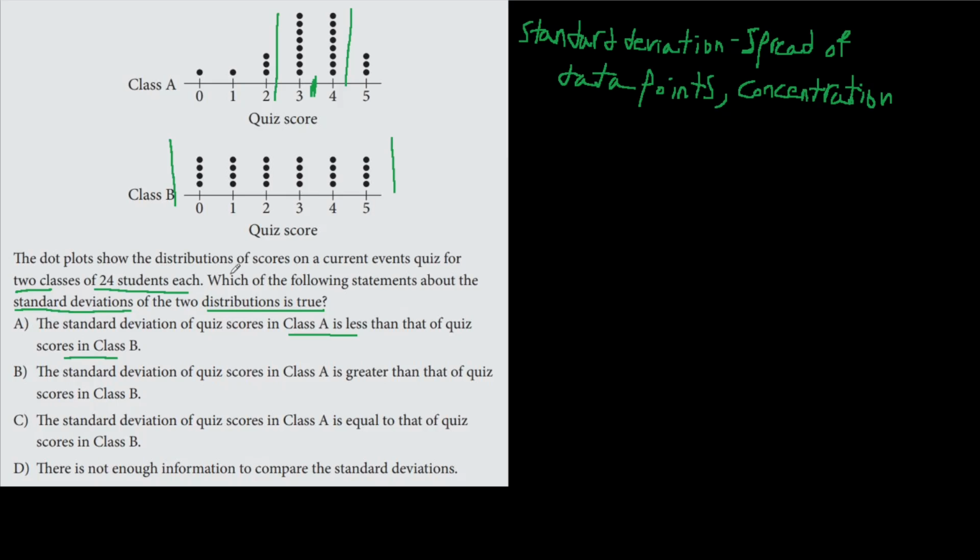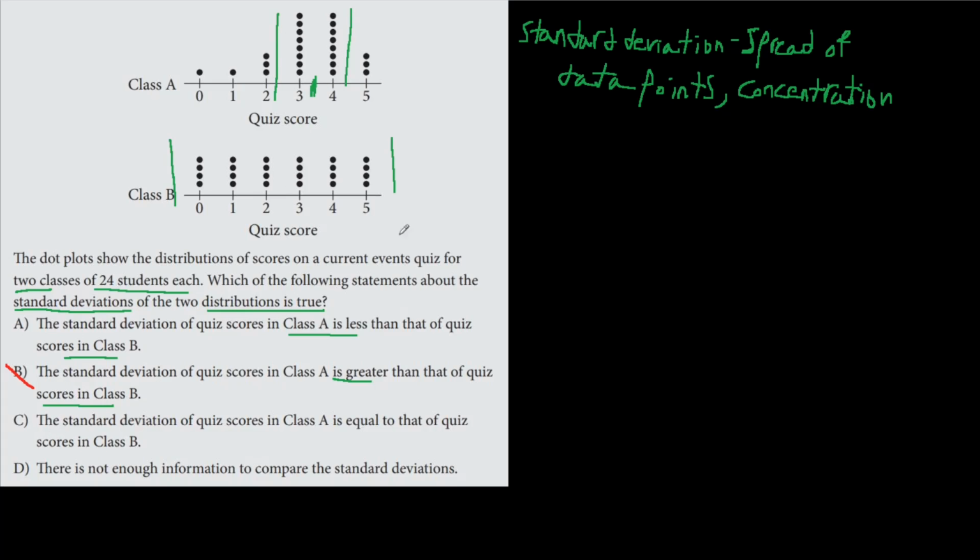The standard deviation of quiz scores in class A is less than that of quiz scores in class B. That seems true because, as you can see here, it's more concentrated around this point. Therefore, the standard deviation is smaller. Now let's go to B. The standard deviation of quiz scores in class A is greater than that of class B. That is not true because, as you can see, it's more centered around this.